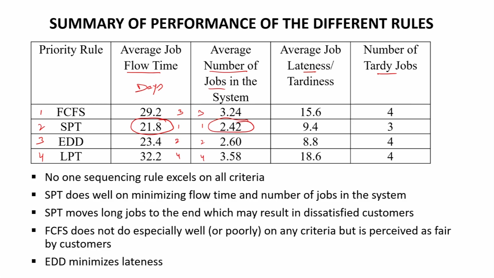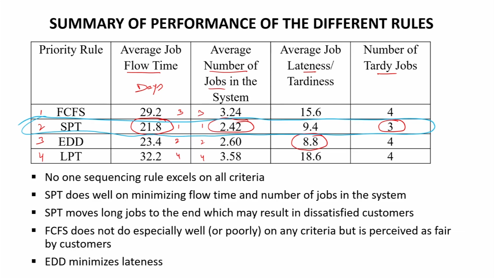Now, let us see the average job lateness. Earliest due date gives the best answer in this case, whereas the number of tardy jobs is best in case of shortest processing time. So, we found that the shortest processing time rule gives better results on 3 performance measures. So, maybe for this particular type of situation, the organization can adopt the shortest processing time as its priority rule.